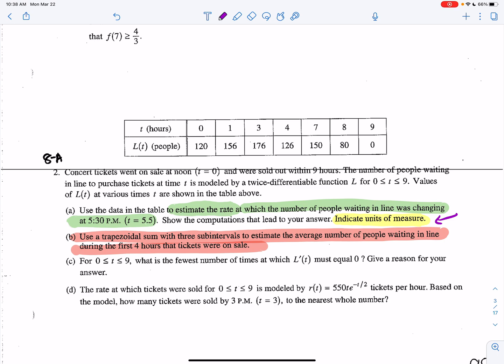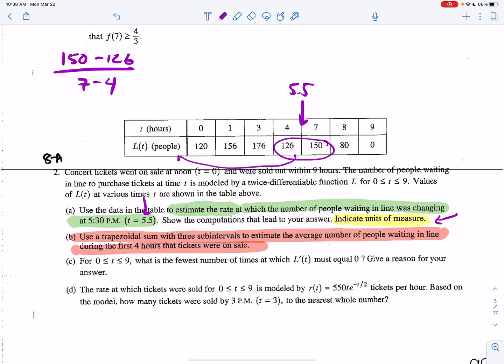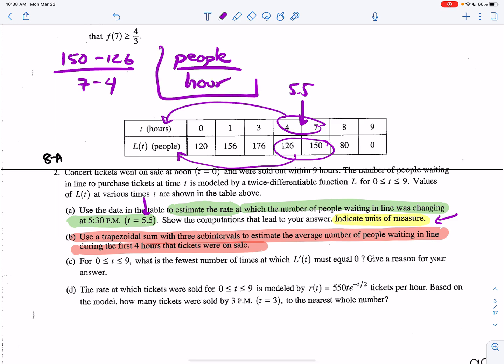Okay. So here in part A, they ask you for the rate at t equals 5.5. I'm going to do that real quick because I kind of showed this through a previous video. So this is going to be 150 minus 126 over 7 minus 4. This is the easiest thing you're going to do. 150 and 126 refer to people. So you're going to write people up top. 7 and 4 refers to hours. So this will be people per hour. That is your units of measure there.